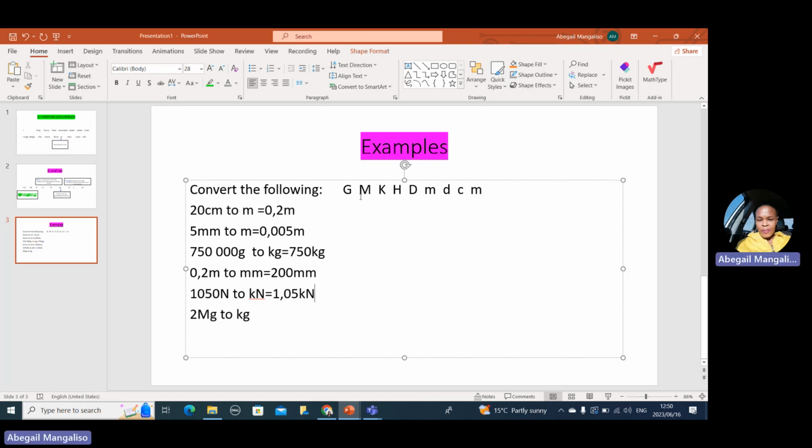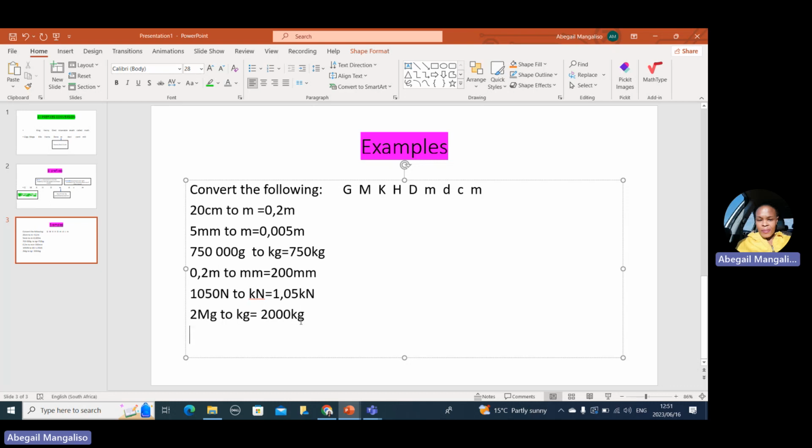Mega to kg. This is where mega is. K, which is kilo, is here. But remember, the relationship is 3 times bigger. I still move to the right. I will multiply, but not by number of times moved. Since it's 3 times bigger, I will multiply by 10 to the power 3. Then this will be equal to 2,000 kilograms. That is the SI prefix conversion.